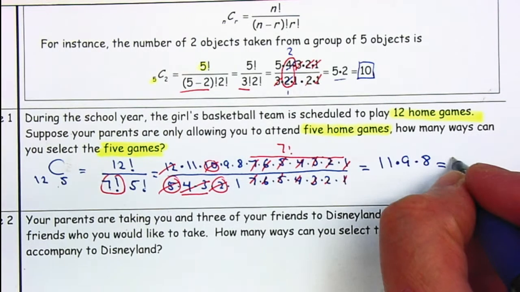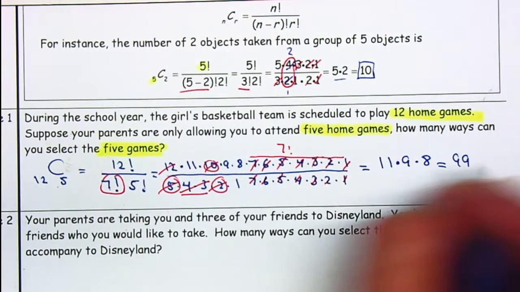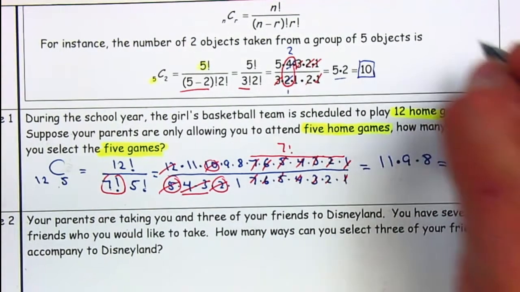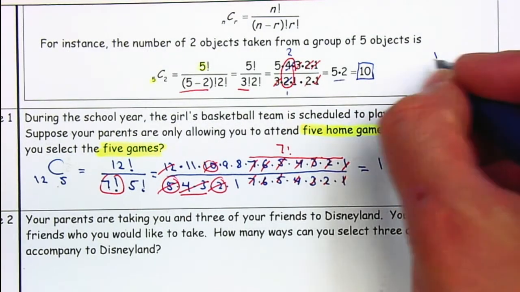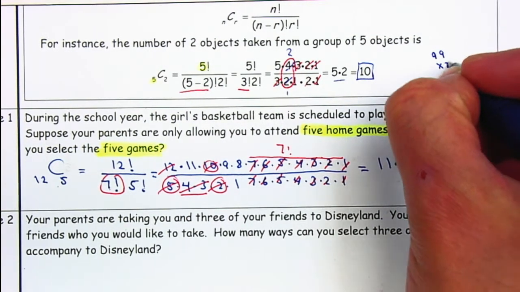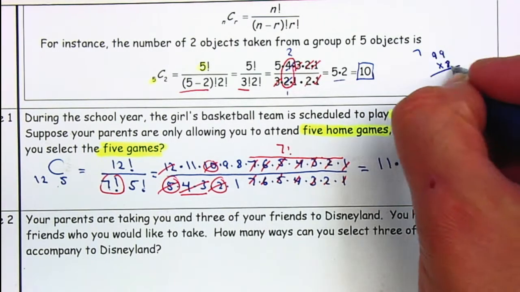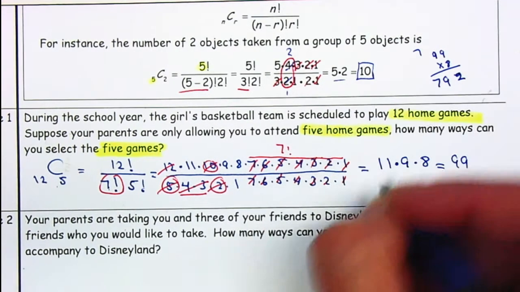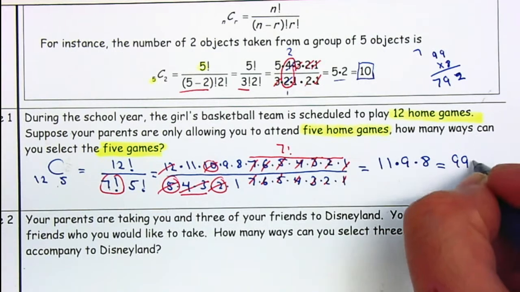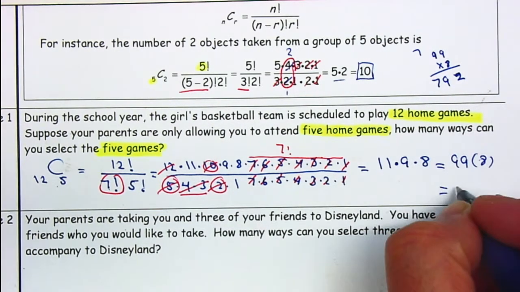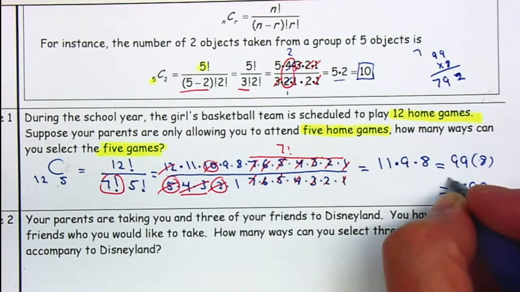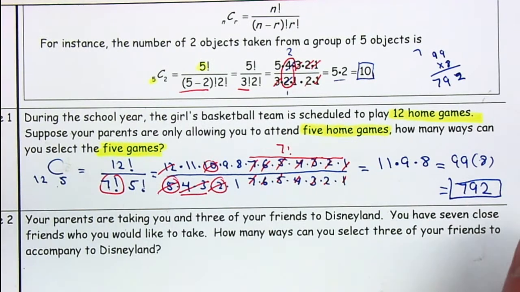11 times 9 will be 99. And then I'm going to multiply above. 99 times 8. That'll be 72. Carry 7. 72, 79. So it'll be a total of 792 different ways that you can select 5 games out of 12.